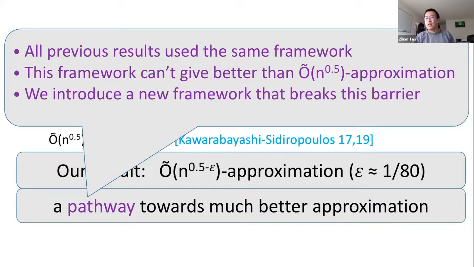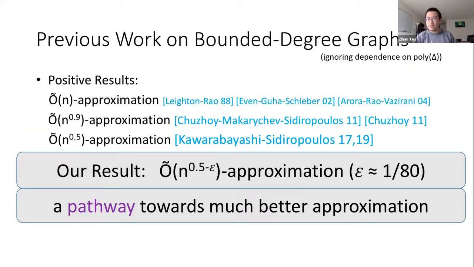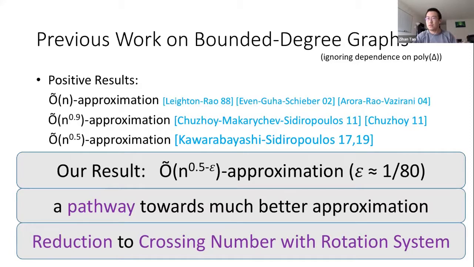Okay. And it turns out that by using this framework, we reduce the crossing number problem to a similar but seemingly simpler one, which is called the crossing number with rotation system problem. Okay, so I will introduce this problem later. So this is our main result.